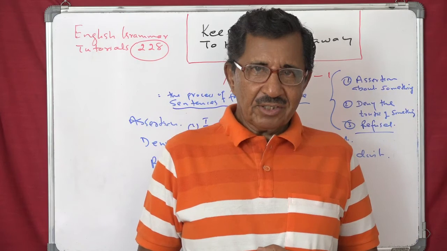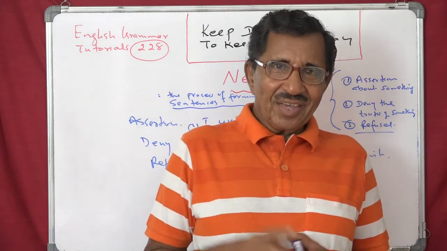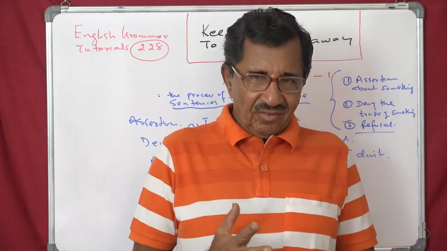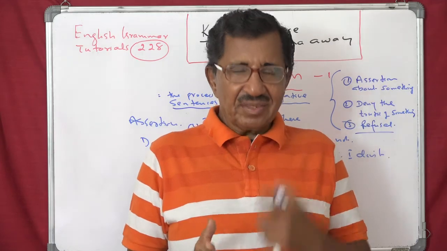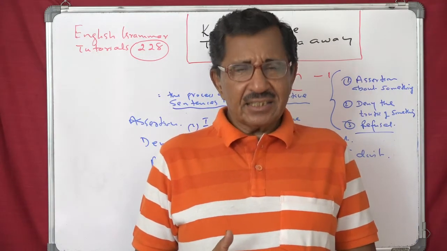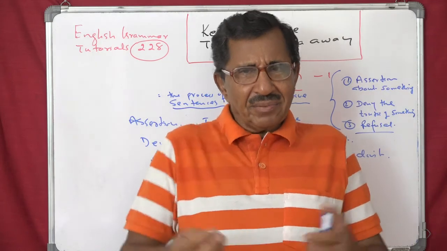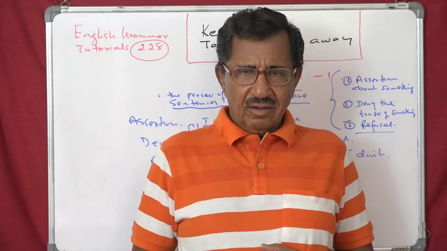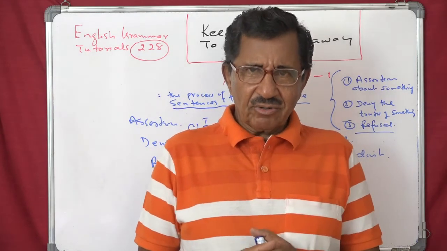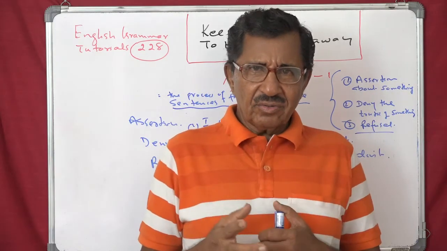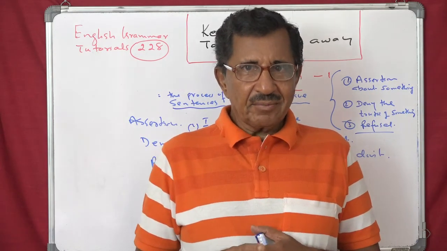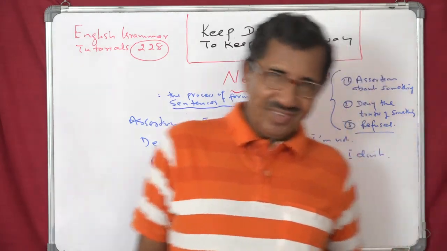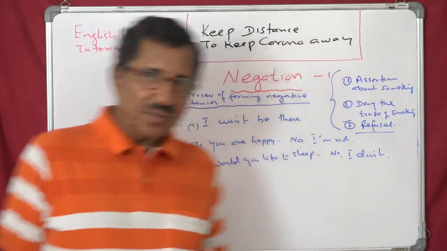Further explanation may sometimes spoil the whole thing, and therefore now you can make sentences based on this: assertion about something, denying the truth of something, refusal. Say 10 sentences, 30 sentences. That will be simple sentences like this, or you can have it as a conversation. You can sit together with a friend and talk to each other. That will be better because that will also improve your spoken English. Very good. So I think it is clear to you.